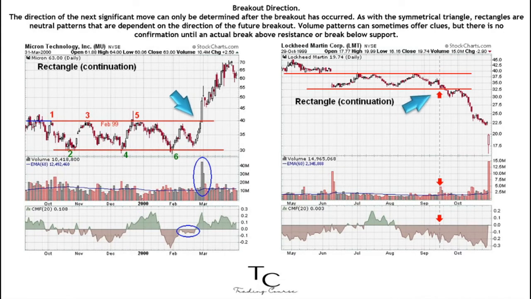Breakout direction. The direction of the next significant move can only be determined after the breakout has occurred. As with the symmetrical triangle, rectangles are neutral patterns that are dependent on the direction of the future breakout. Volume patterns can sometimes offer clues, but there is no confirmation until an actual break above resistance or break below support.